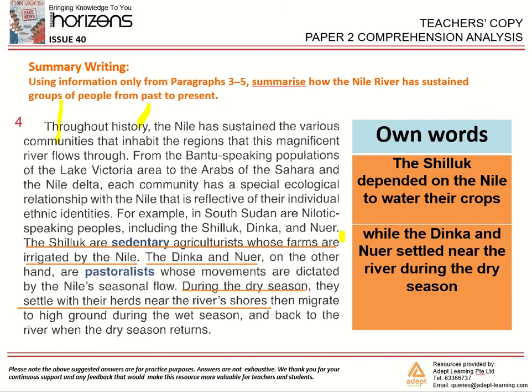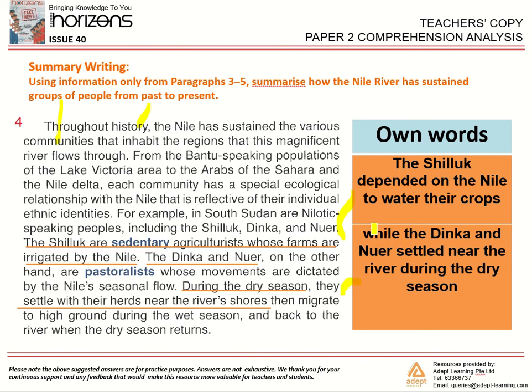So what does this mean? You actually put it in your own words: the Shilluk depended on the Nile to water their crops. Next, the Dinka and the Nuer, on the other hand, are pastoralists whose movements are dictated by the Nile's seasonal flow. During the dry season, they settle with their herds near the river shores. They migrate to high ground during the wet season and back to the river when the dry season returns.